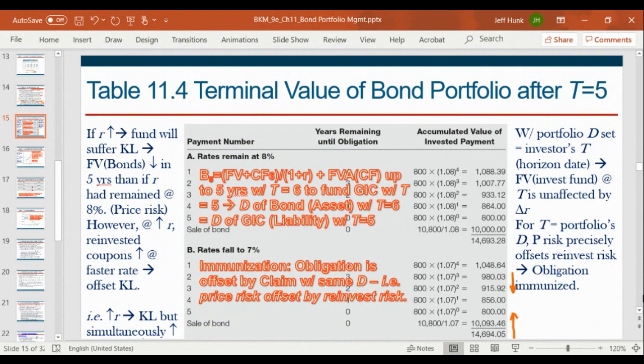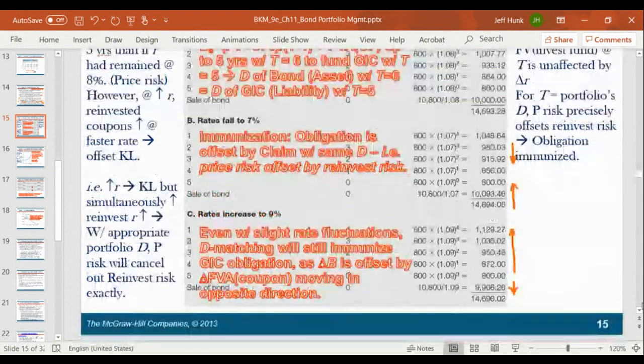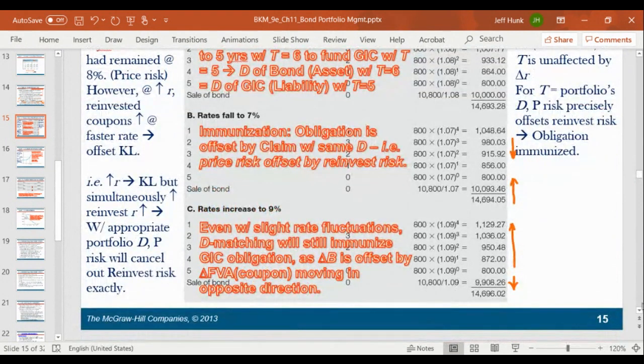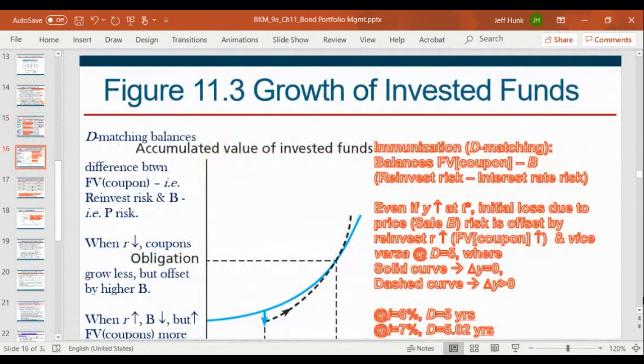It's the same thing. I just wanted to make a very clear statement. Okay, so that's the idea behind immunization.